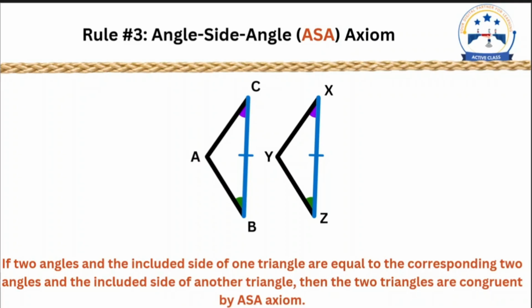Remember, the side should be included by the two angles. Here, the side BC, which is indicated by the blue line, is included by angle B and angle C in the first triangle. Likewise, the same side is included by angle Z and angle X in the second triangle. In ASA axiom, A comes first. That means a pair of equal corresponding angles. Can you tell me a pair of equal corresponding angles? Very good. Angle ACB and angle YXZ are a pair of equal corresponding angles.